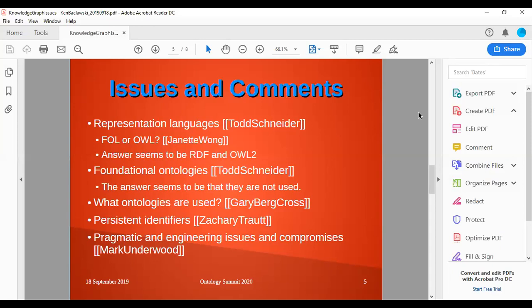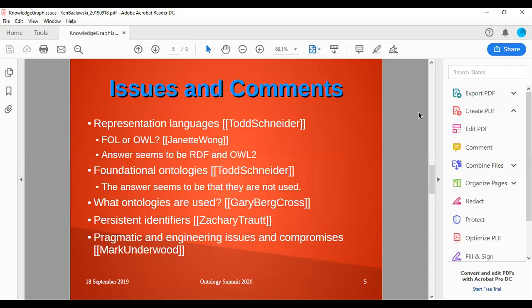Okay, so let me get on. There were some interesting questions that were raised that I don't think we fully covered. Gary asked what ontologies are actually used. There are a lot of ontologies out there and ontology repositories. It would be an interesting question. At least there's a good ontology repository for bioontologies.